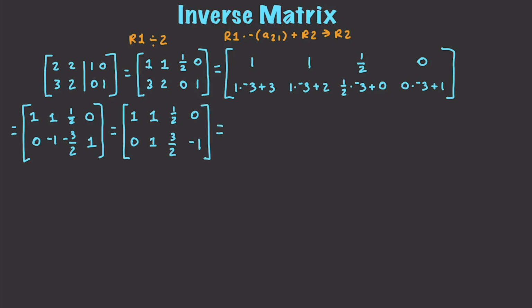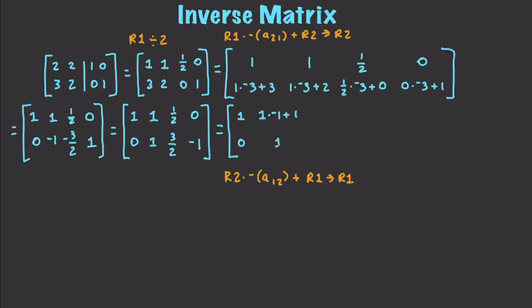All right, so now all I need to do is turn the 1 up here into a 0, and we are finished. So how will I do that? Well, I'm going to take R2 times the negative value of whatever is in A12, add it to R1, and put it in row 1. So let's do it. So this is going to be 1. This is going to remain 0. This is going to be 1 times negative 1 plus 1.